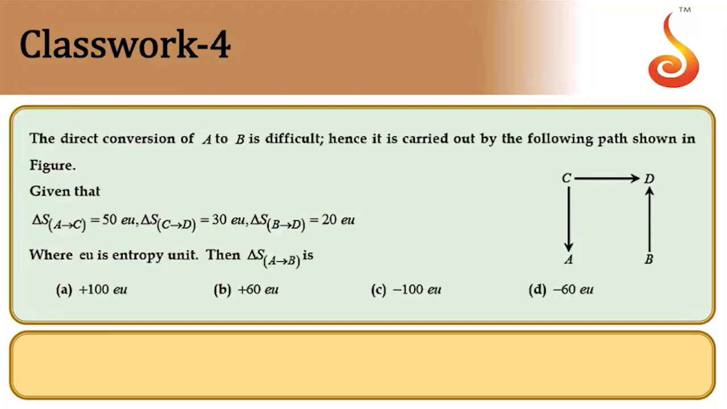Next, the direct conversion of A to B is difficult, hence it is carried out by the following path, where delta S from A to C is given, delta S from C to D is also given to us, and B to D is also given to us. We need to find the entropy change from A to B. In a cyclic process, entropy change remains 0.